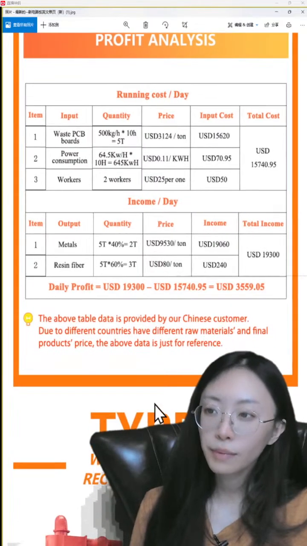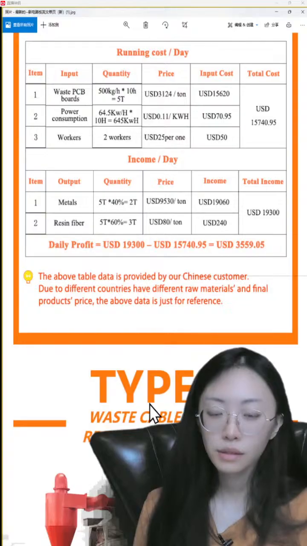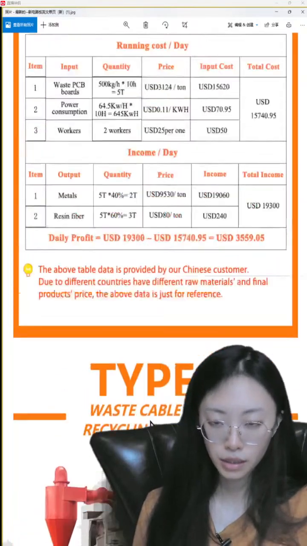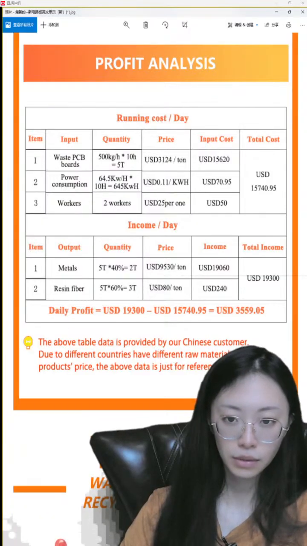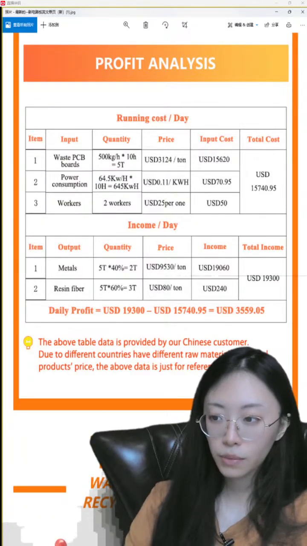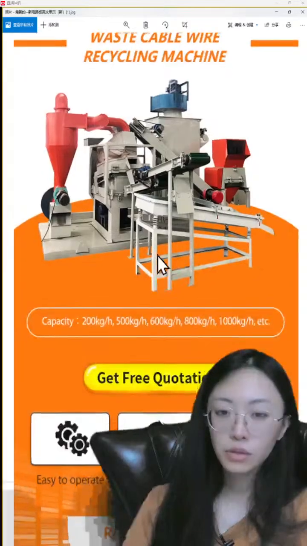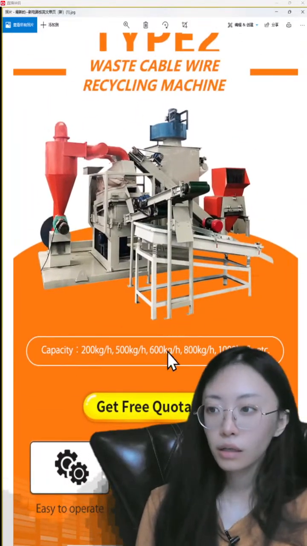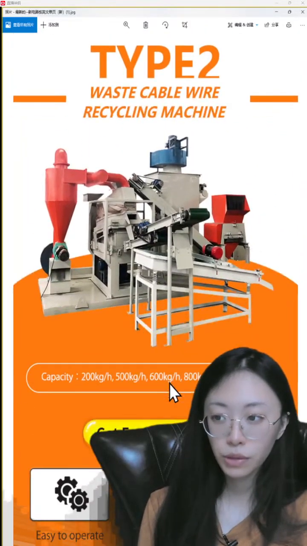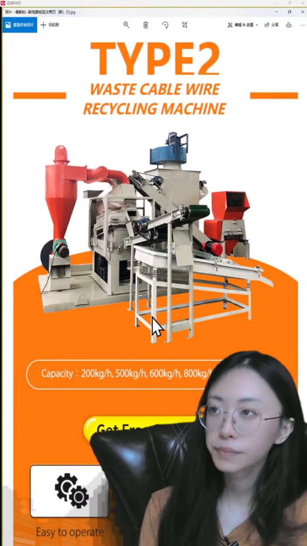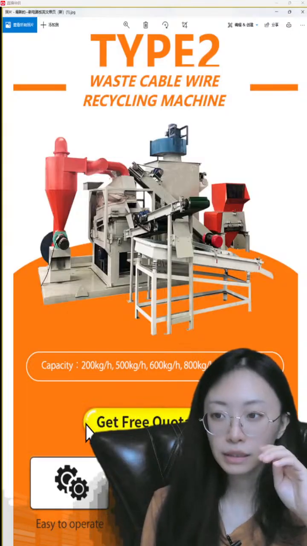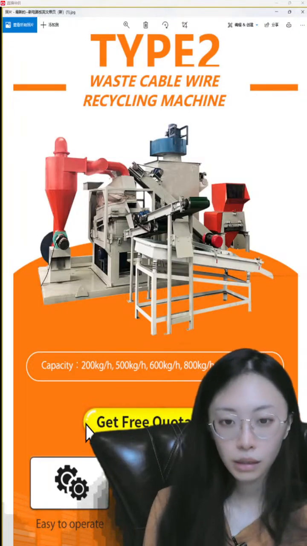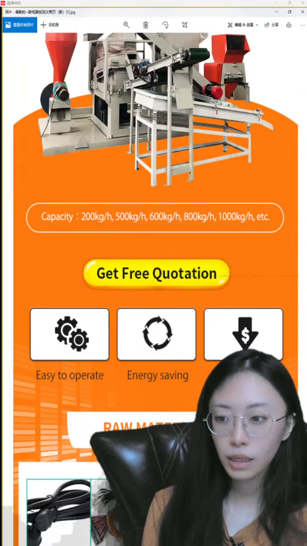And this is provided by our Chinese customer. So if you need a price and profit analysis for your region, you can contact our sales manager. They will help introduce the policies and the market in your country. And then this is the large-capacity machine, more automatic.